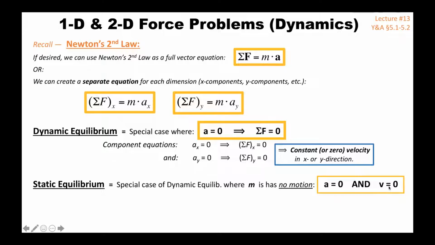The only additional piece of information is when something is in static equilibrium, that means there's no motion at all. And that means that the speed at all times will also be zero, and there's also zero displacement as well. That's what you want for things like a building or a bridge where it's not supposed to move at all.